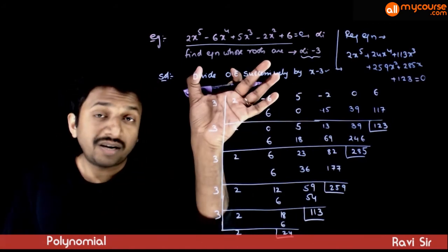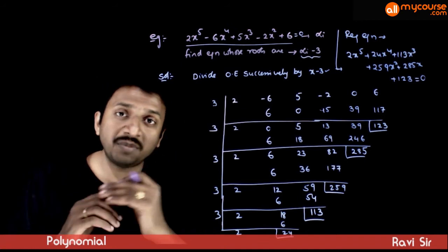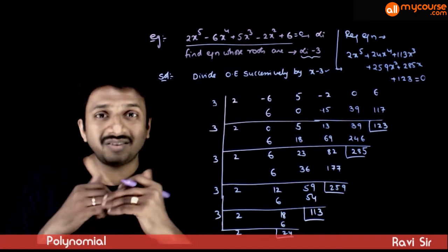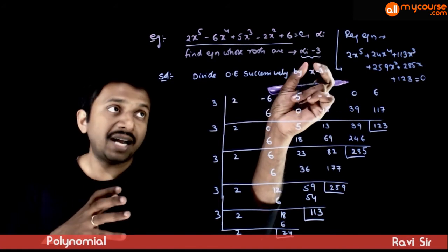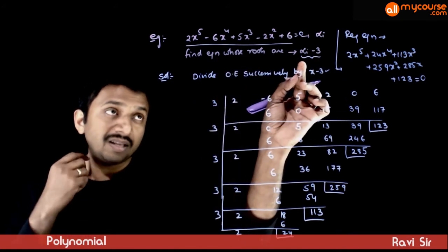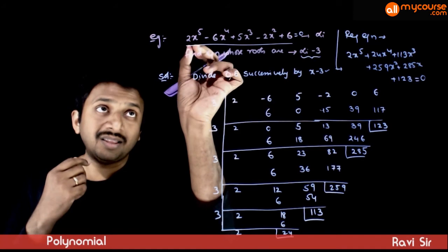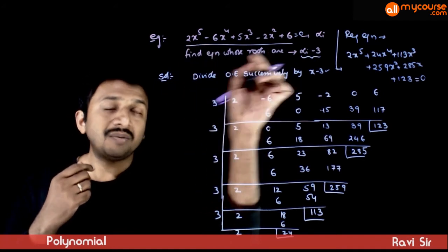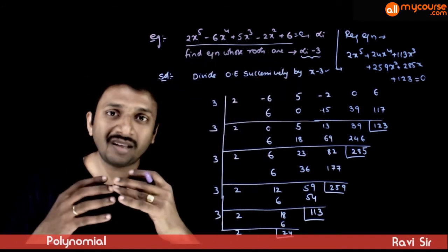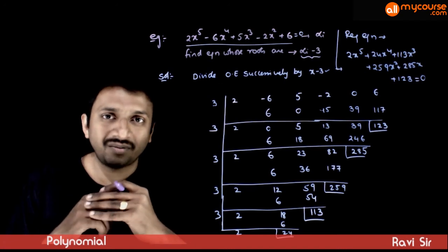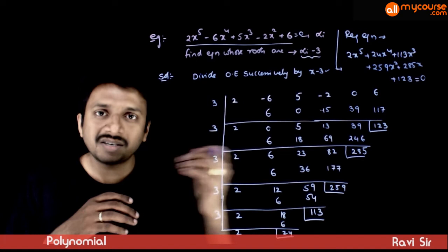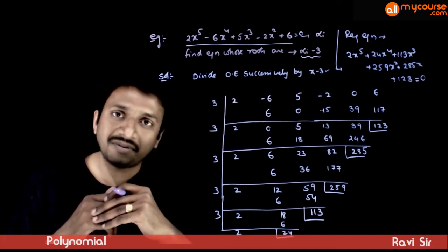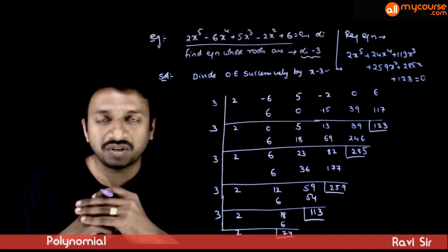So this particular question would have been very cumbersome if we use the standard process. That is, if you directly try to put y plus 3 in the place of x and try to simplify, this will be a very big question which is very difficult to simplify. But using Horner's synthetic division, we have very easily solved this question.